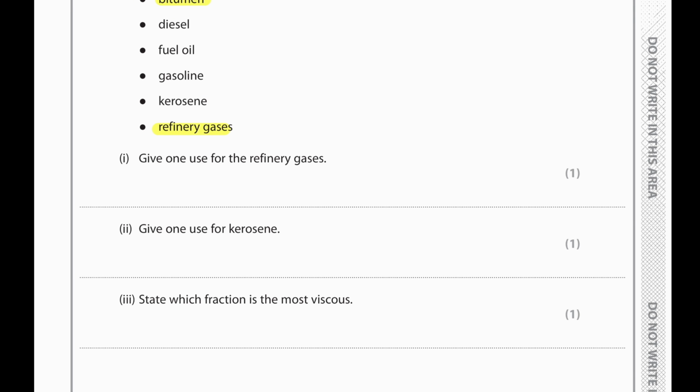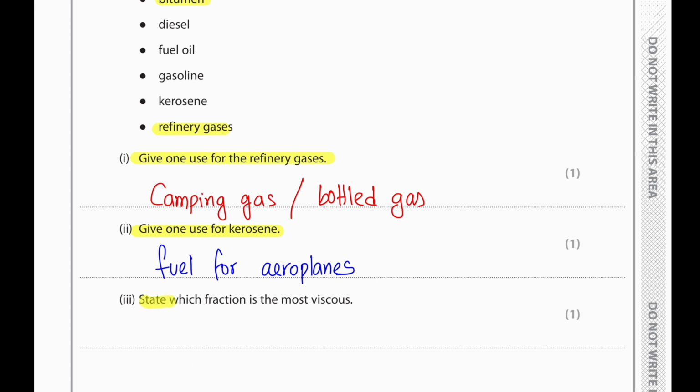Give one use for refinery gases. Refinery gases can be used for cooking at home. We can also refer to the answer as camping gas or bottled gas. Give one use of kerosene. Kerosene is used as a fuel for airlines, so aeroplanes. State which fraction is the most viscous. Bitumen is the most viscous.